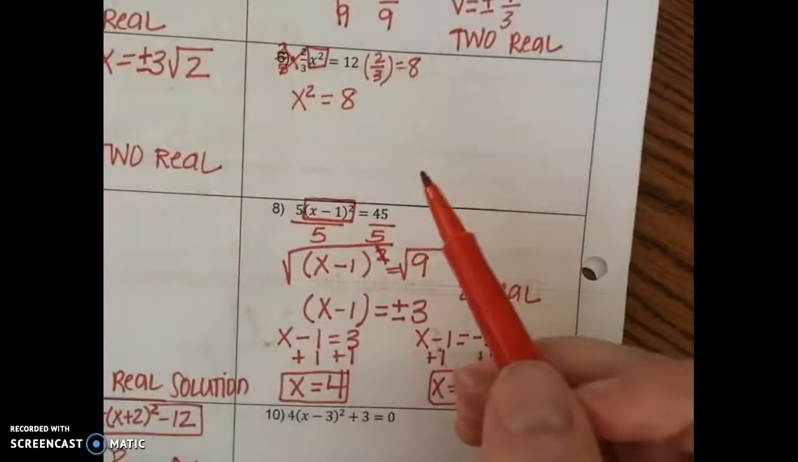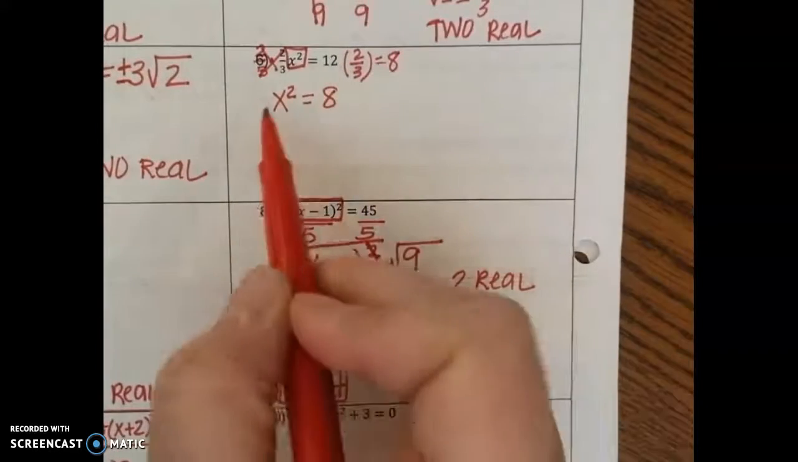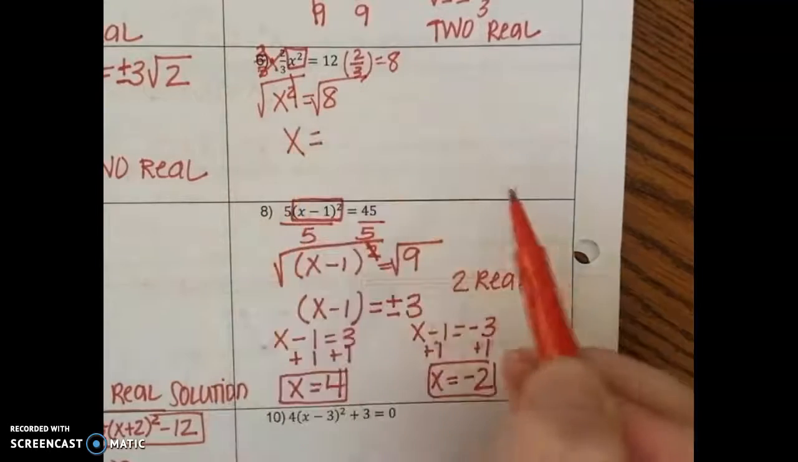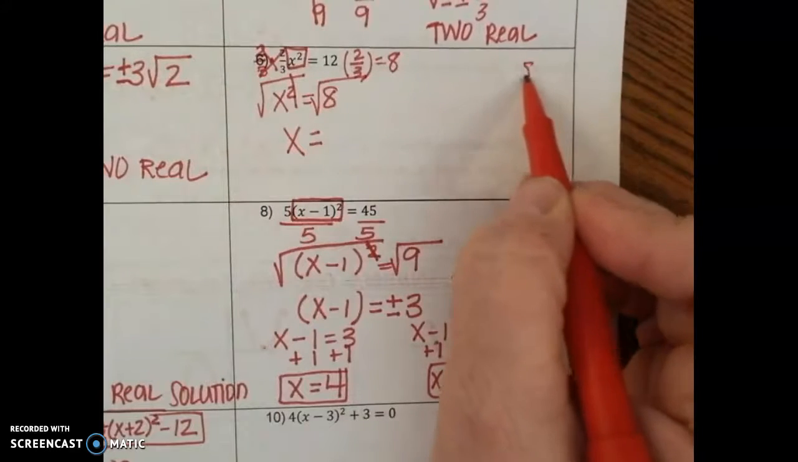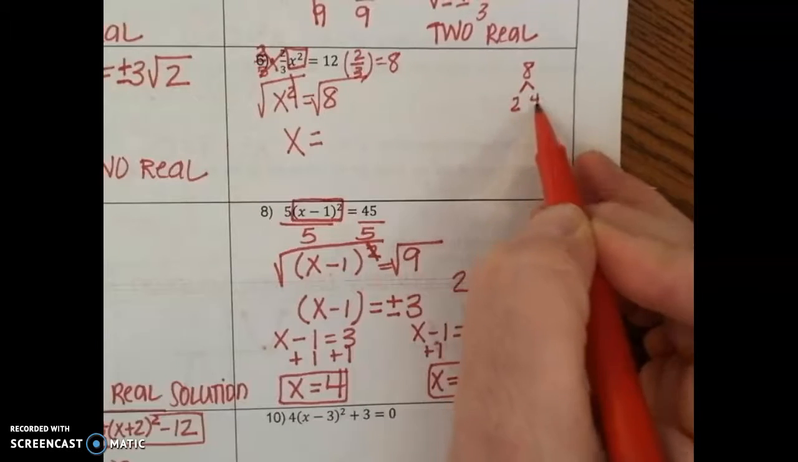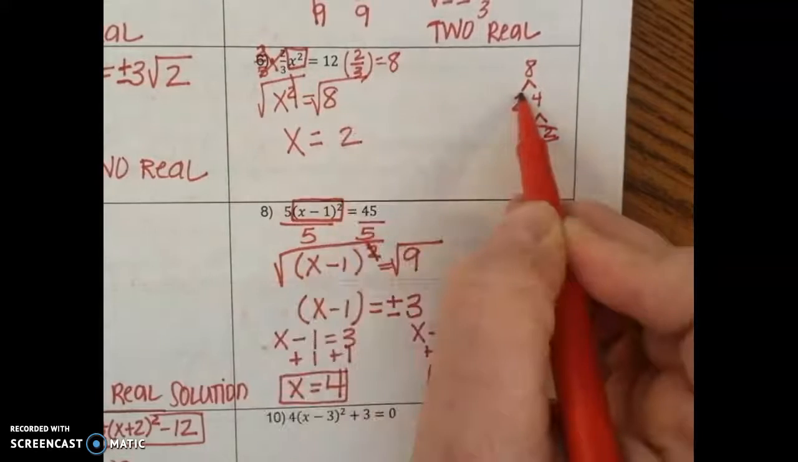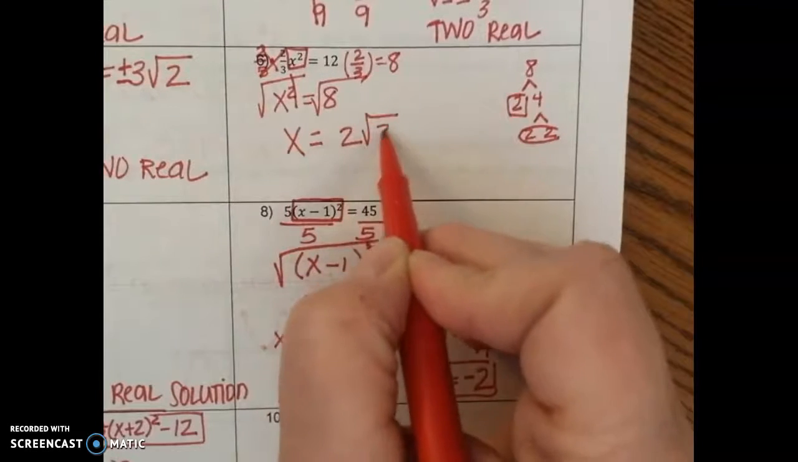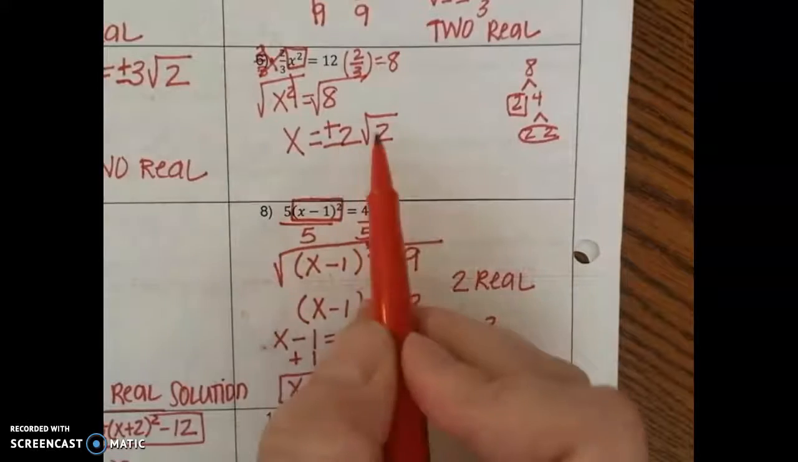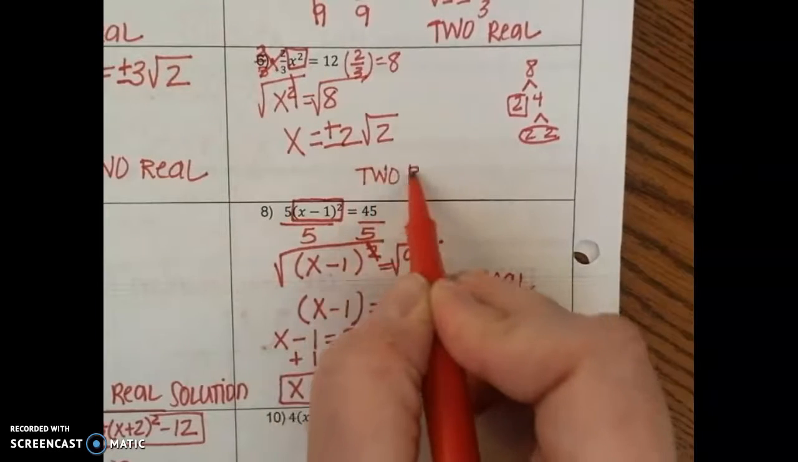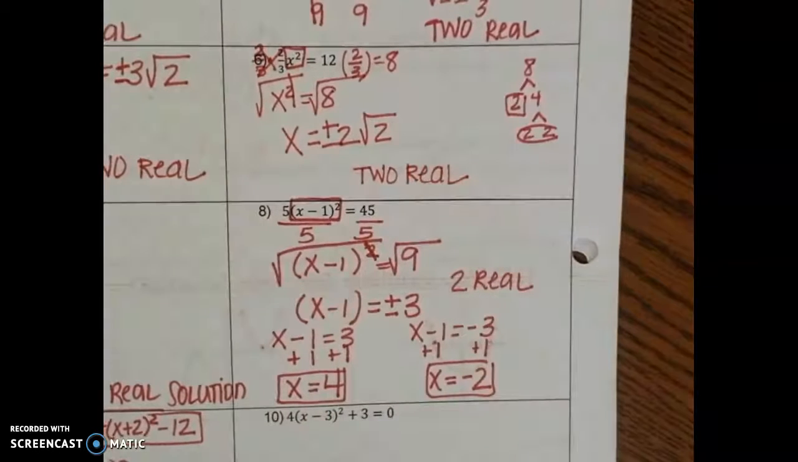Alright, now I have what's being squared isolated, so I'm going to square root both sides. It cancels that, leaving the x. 8, does 8 break down? So 8 is 2 times 4, which is 2 times 2. I have a pair of 2's and a 2 that's going to go back underneath the radical. So it's going to be plus 2 square root 2 and minus 2 square root 2. So that is 2 real solutions. That means it crosses your x-axis twice when you actually graph it.